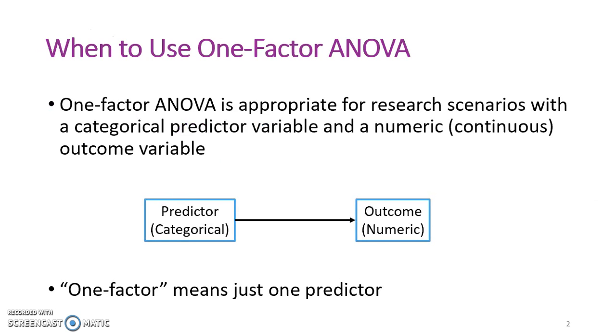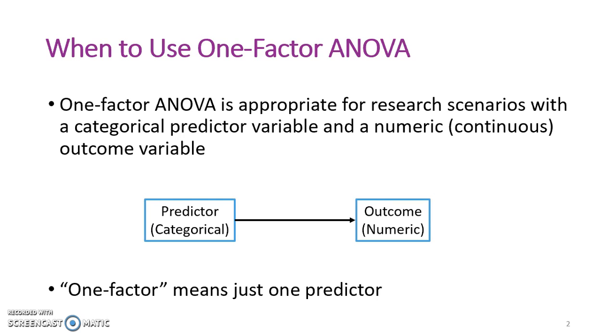We want to use one-factor ANOVA in a research scenario where we have a categorical predictor variable and some numeric or continuous outcome variable. Thus far, we have really only talked about analyses for a continuous predictor or a continuous outcome. And we've talked a little bit about how we might switch an interpretation of a regression coefficient for a continuous predictor on a continuous outcome so that it's categorical. ANOVA provides us this framework for really specifically looking at these categorical predictors.